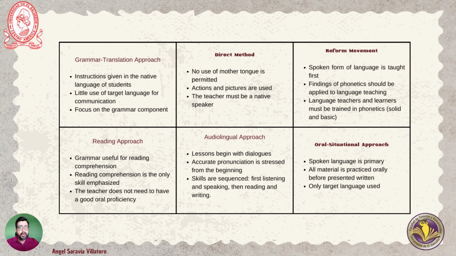So next, the direct method. It was pretty much by the end of the 19th century. The goal was the ability to use instead of analyze the language. In the early 20th century, this method crossed the Atlantic when Emily traveled to Cleveland, Ohio, and she tried to apply this in public schools. One important component of this direct method was that no use of the mother tongue is permitted, actions and pictures are used, and the teacher must be a native speaker.